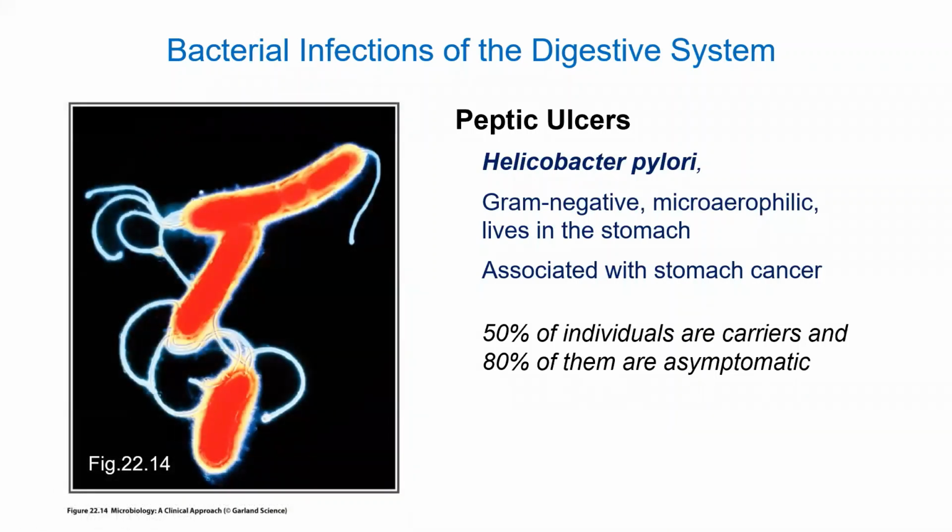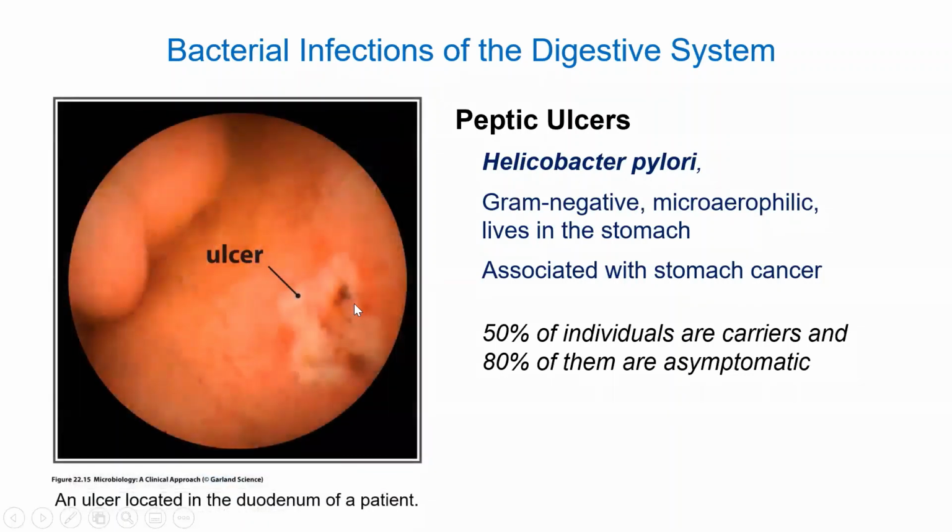Yeah, so this is Helicobacter, and in Canada, about 50% of us have it. It doesn't mean you're getting sick. Most people are asymptomatic, but there are some strains that cause us issues, like ulcers and sometimes stomach cancers. So there's an ulcer right there.